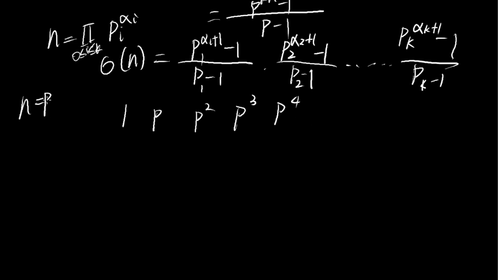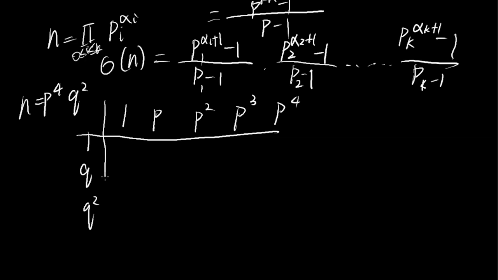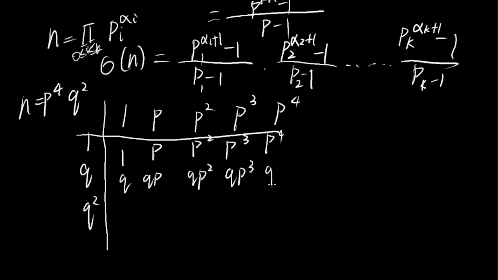For example, if n is equal to p to the power of 4 times q to the power of 2, we can directly list this form, and it represents every divisor of n. We multiply them together like this: q p square, q p cubed, q p to the power of 4.